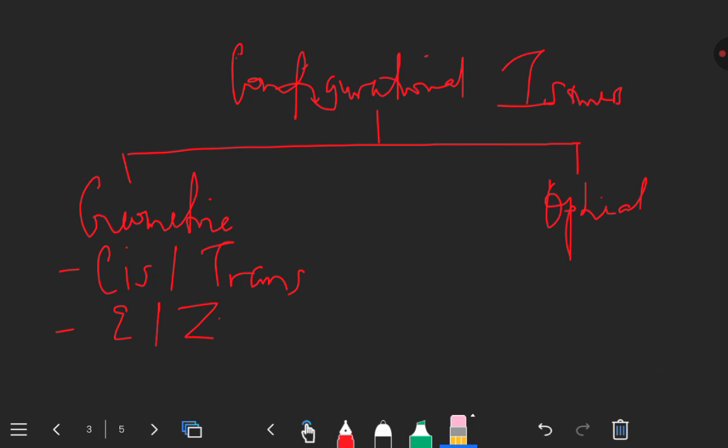So what I mean by E is whereby you have a double bond. Then on one side, we have, let's say, a functional group for an alcohol. Then on the opposite side, we have, let's say, a carboxylic acid, like that. Then we have a structure of that kind.